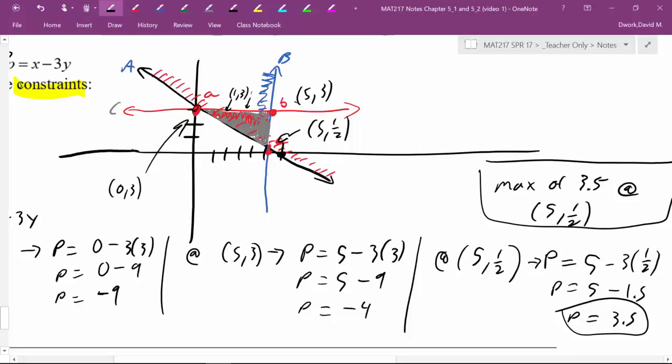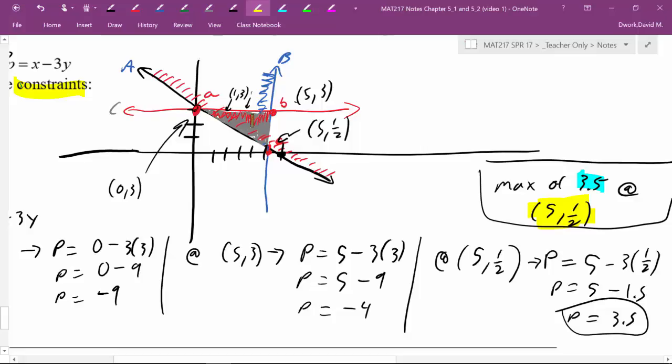Read the problem and figure out what it is asking. But when we don't know, you have to give all the information. What is your maximum amount? Our maximum amount was 3.5. But where did it occur? At the ordered pair 5, 1 half. And that will result in the largest value in this shaded region.